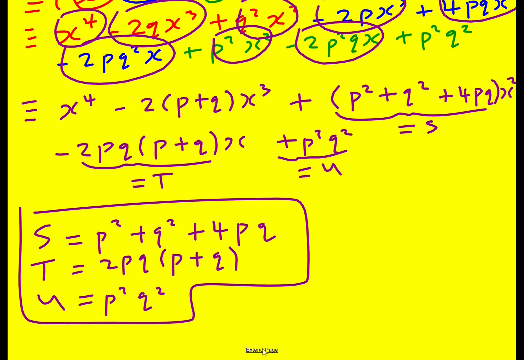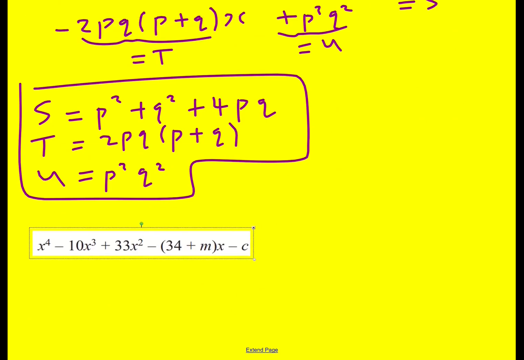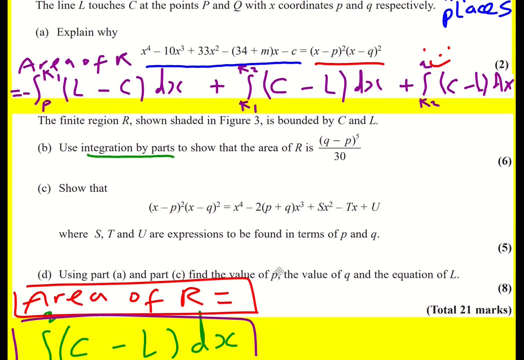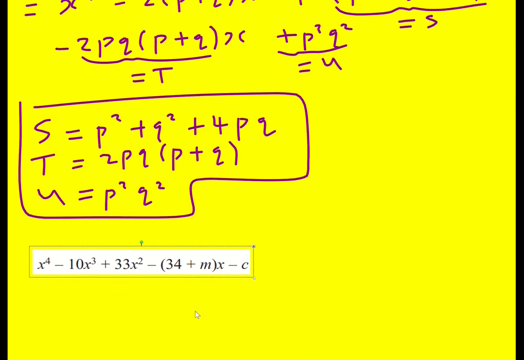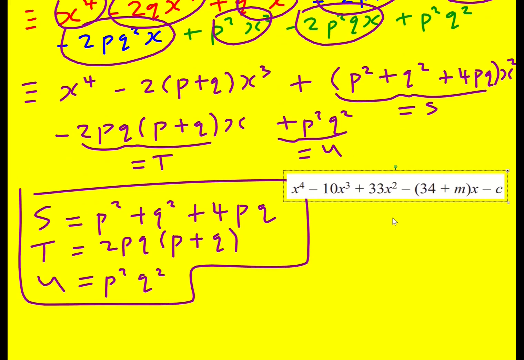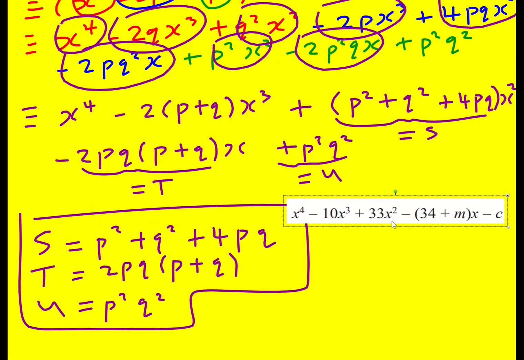We are asked finally in D to, let me just scroll back to the top, to use parts A and C to find the value of P, Q, and the equation of L. So essentially, we have two different expressions for this thing in here, and therefore I can set this that I've just found, including what S, T, and U are, equal to this, which is what I've brought down here. Okay, and therefore this is part D.